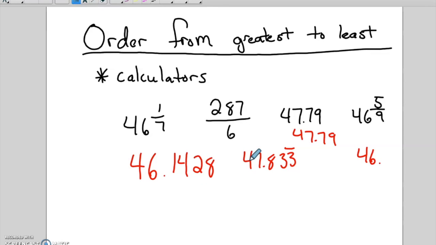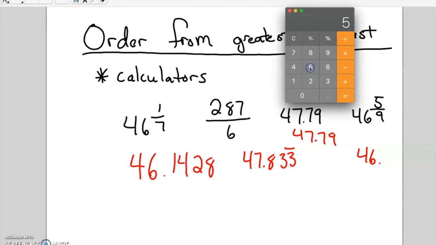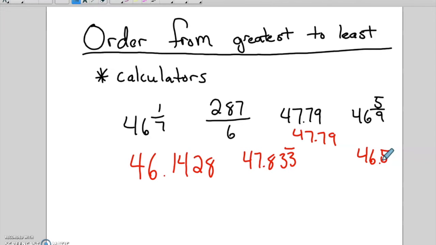And this one, 46 wholes. Now let's divide with the calculator. 5 divided by 9. We get the decimal. Oh, so it's just 5 repeating. So I'll just put a few 5s in here. If I need more, I can always add more. Okay, so this is from greatest to least.